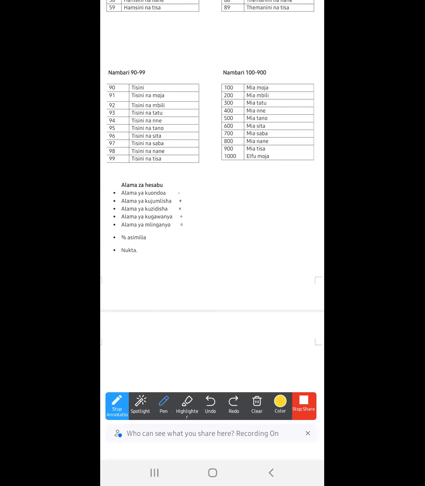And then alama ya mlinganyo is equals. Now if you have 10 divided by 2 equals to what? 5. Yes, five. So mlinganyo is simply equals.